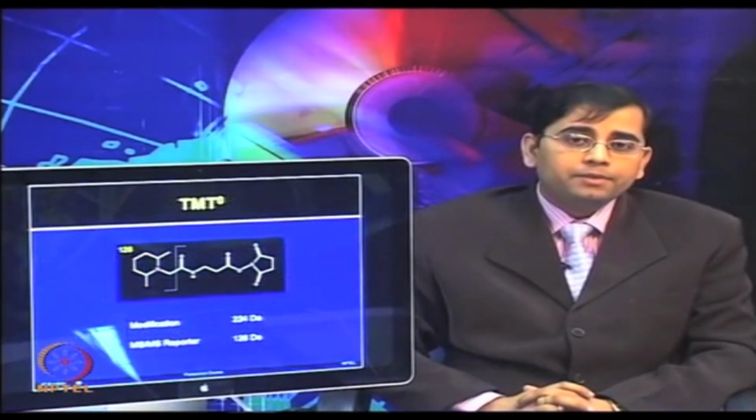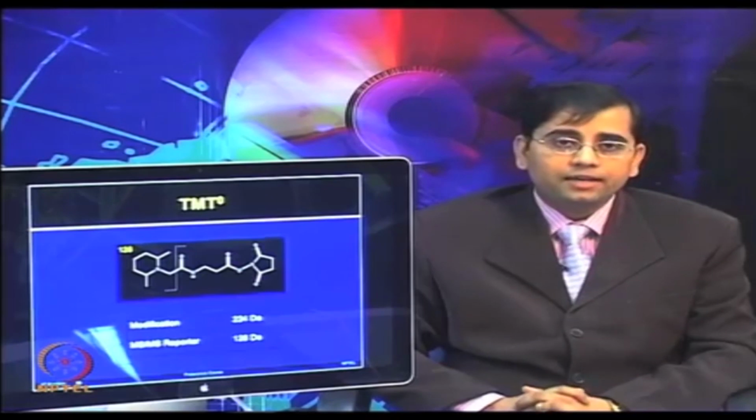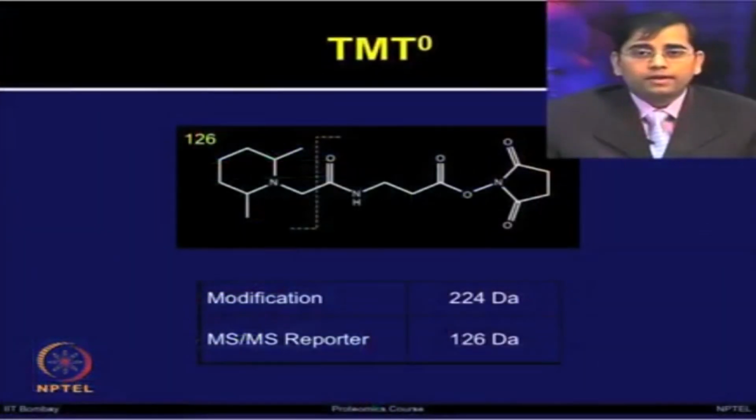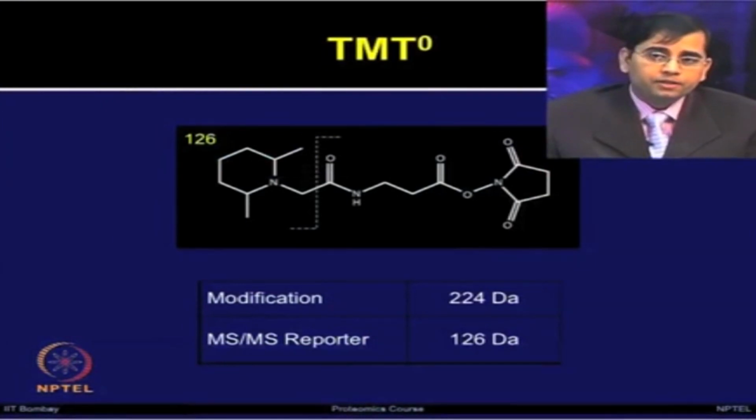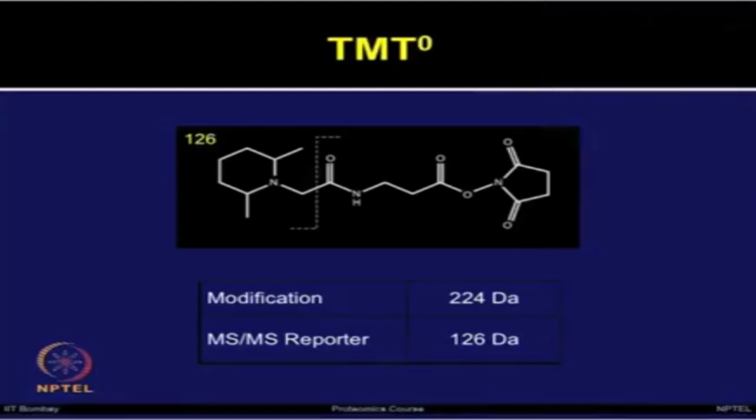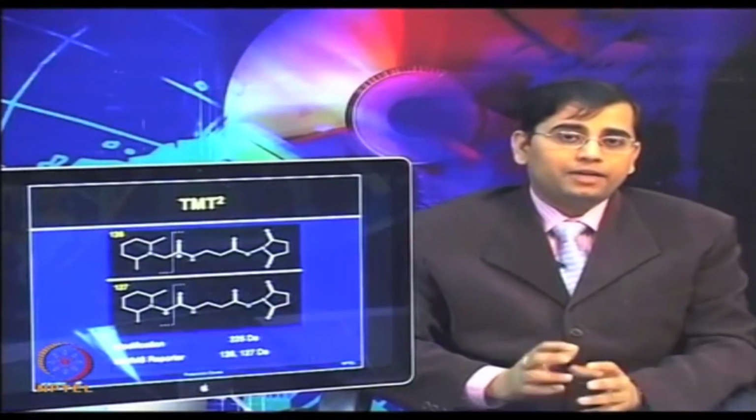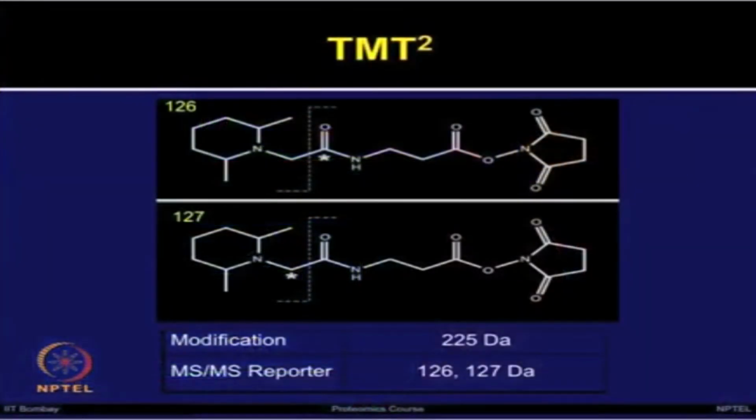Let us look at the TMT 0 label structure in more detail. The TMT 0 tag is used for testing and optimization of the sample preparation, labeling, fractionation and MS fragmentation for peptide identification and reporter detection. The modification is 224 Daltons and the MS/MS reporter ion is 126 Daltons. Now, let us look at TMT duplex. The TMT duplex reagent allows for the comparison of two samples. 126 and 127 are the two different MS/MS reporter ions available, and the modification is 225 Daltons.